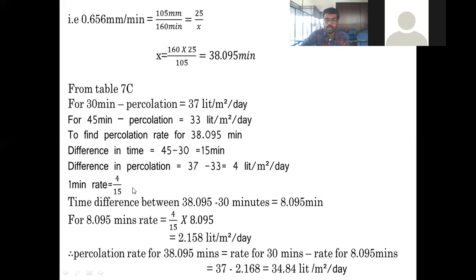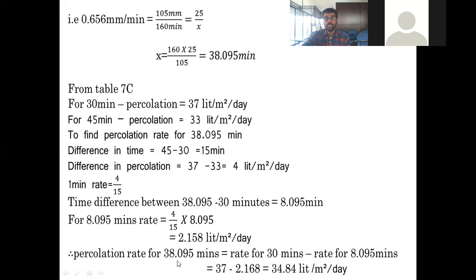Simple math. So it is 2.158 liters per meter square per day. 2.158 liters per meter square per day is the percolation for 8.095 minutes. So for 38.095 minutes, how much will it be? We just add this 2.158 with the 30.